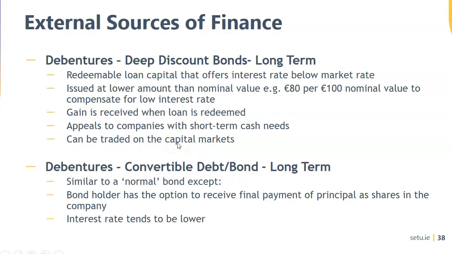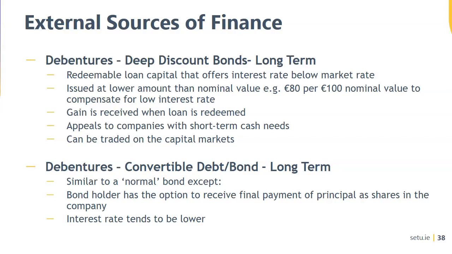Next we have the deep discount bonds. This is redeemable loan capital that offers interest rates below market value. So it's issued at a lower amount than a nominal value. For example, they might trade at €80 per €100 nominal value to compensate for the low interest rate. The gain is received when the loan is redeemed. It appeals to companies with short-term cash needs, and it can be traded on a capital market.